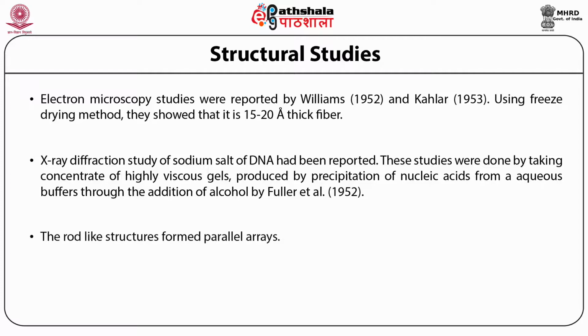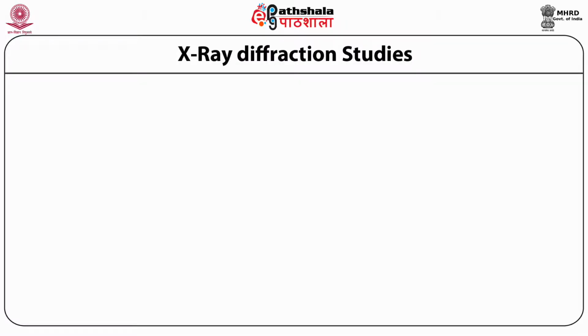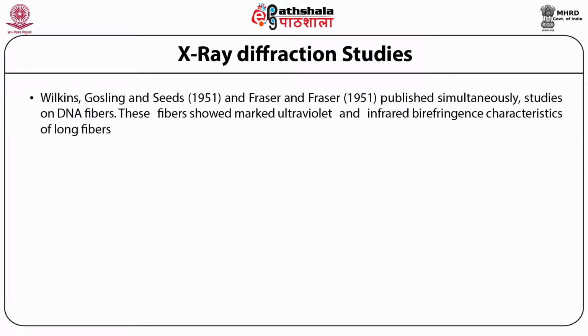The rod-like structures formed parallel arrays. These were randomly distributed about the fiber axis. X-ray diffraction studies. Wilkins, Gosling, and Seeds in 1951 and Fraser and Fraser published simultaneously studies on DNA fibers. These fibers showed marked ultraviolet and infrared birefringence, which is characteristic of a long fiber.